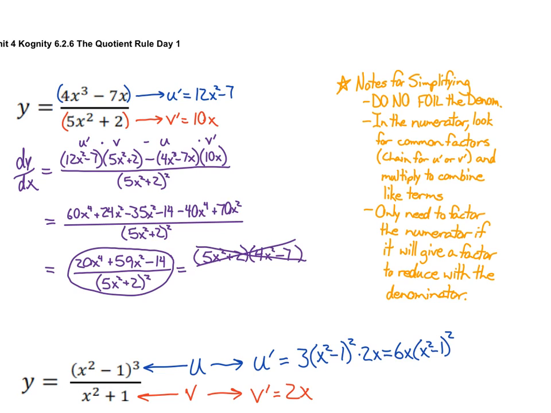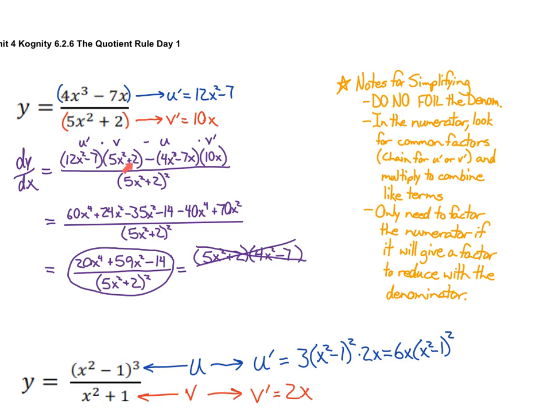These notes here, though, on the side, you might want to write down, okay? Do not FOIL the denominator. In the numerator, here's what you're going to do. First of all, look for common factors. Just like we had in the product rule, if you have to do the chain rule to find u prime or v prime, you're going to have common factors. And then you can factor it out. Now, in this case, we didn't have that. All right, so we are going to multiply things together and combine like terms. Because we have this subtraction here, I want to try to combine any like terms I can.